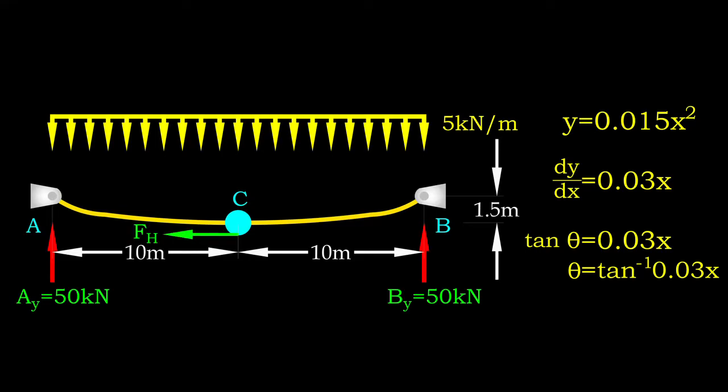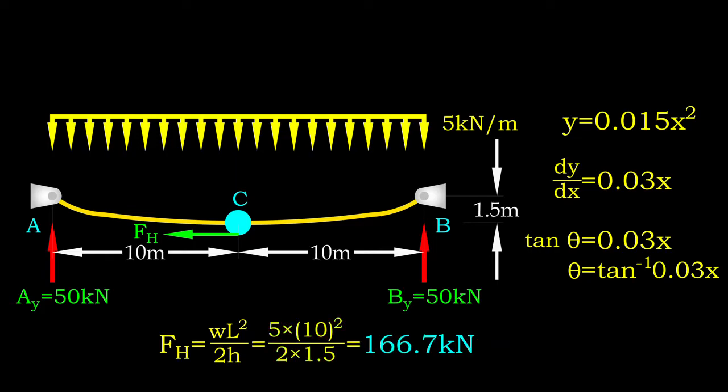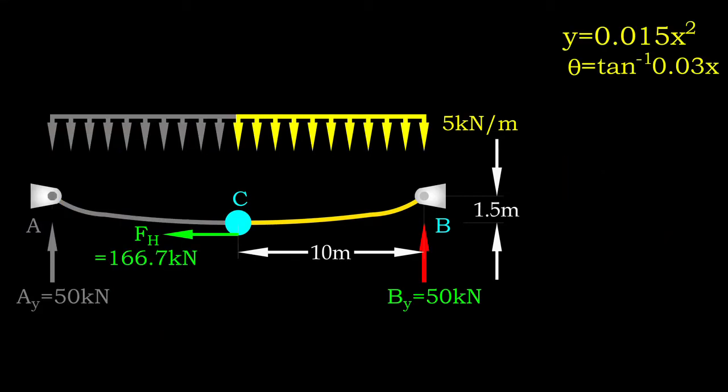In a cable, the horizontal component remains constant at any point. This can be derived from a series of steps. However, we are not going to show it in this video. This component can be determined based on the loading and geometry of the cable. For this example, the constant horizontal component is 166.7 kN. The limit of x is from 0 to 10 meters, measured from point C to the supported end in either direction. In other words, we can simplify the problem by analyzing any half of the cable.